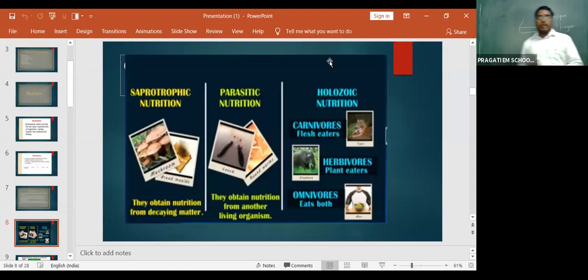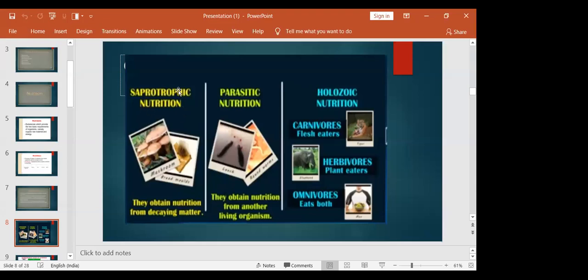The first one you are observing on the screen is about saprophytic nutrition. Look here, children. This is saprophytic nutrition. They obtain nutrition from dead and decaying matter. They are obtaining their food from dead and decaying matter.